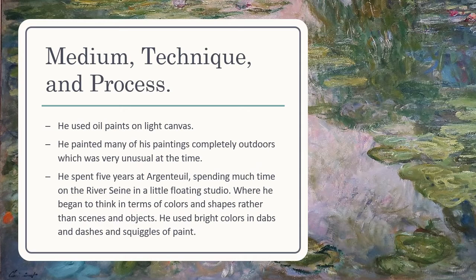This is a brief overview of his medium, technique, and process. He used oil paints on a light canvas, sometimes white, sometimes off-white. He painted many of his paintings completely outdoors, which was very unusual at the time. He spent 5 years at Argenteuil, spending much time on the River Seine in a little floating studio, where he began to think in terms of colors and shapes rather than scenes and objects. He used bright colors in dabs and dashes and squiggles of paint. You can see this in a lot of his later works as well.